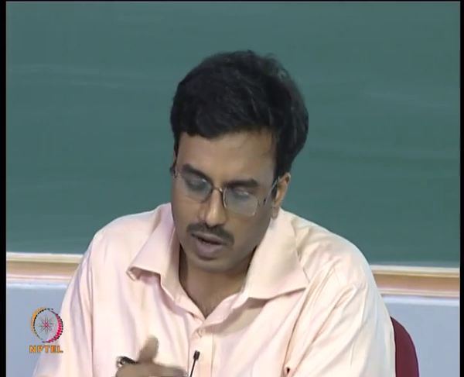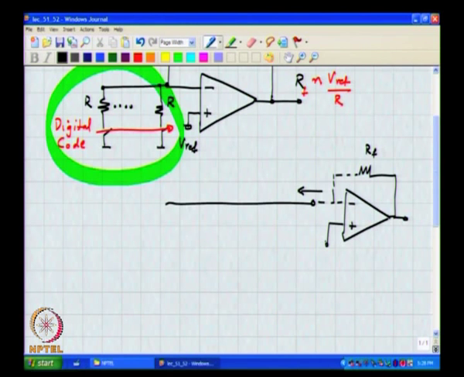Now, one can conceive of many ways of converting the digital code, what I intend to say was that you can conceive of many ways in which the digital code can modify whatever resistive network we have to generate a current which is N times Vref by R.